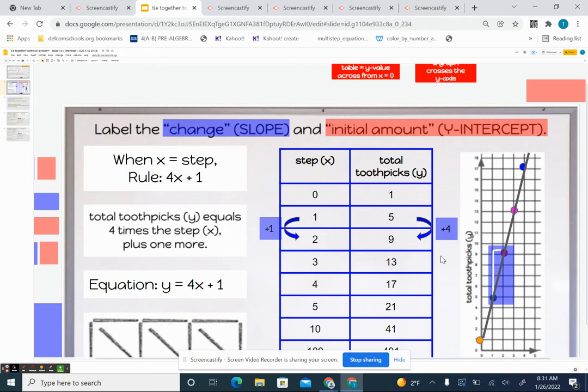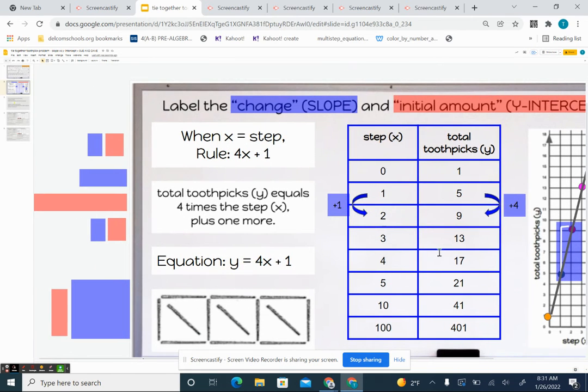Okay, the change in the rule, you don't know this yet, but the change will always be sitting in front of the x. In the rule, that 4 is the change, and in the equation, the number in front of x will always be the slope. We'll get into more detail with everything soon, okay? In my statement here, that 4 times the step is showing the slope, the change.